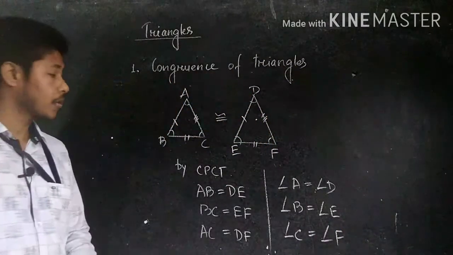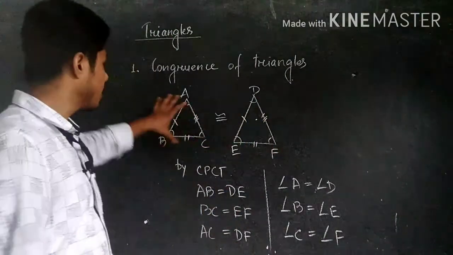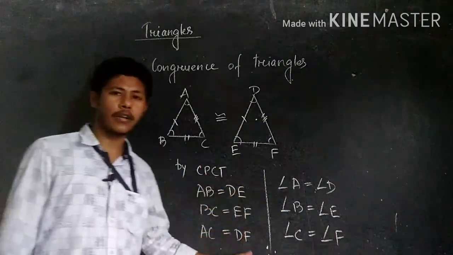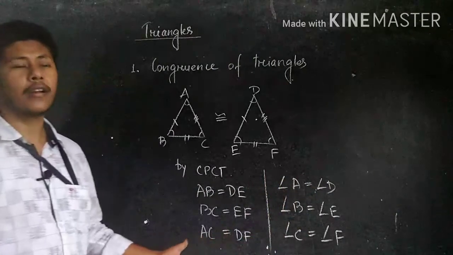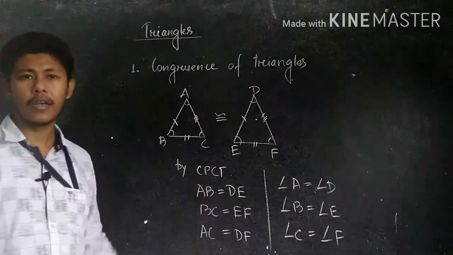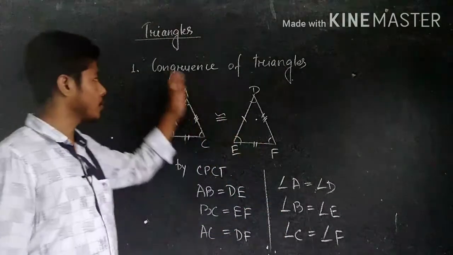Is it clear? So if two triangles are given congruent but the sides are not mentioned, by CPCT we can write their corresponding sides are equal, as well as we can write their corresponding angles are also equal. Is it clear? I think all of you understood this one. Now all of you understood this. What is congruent?